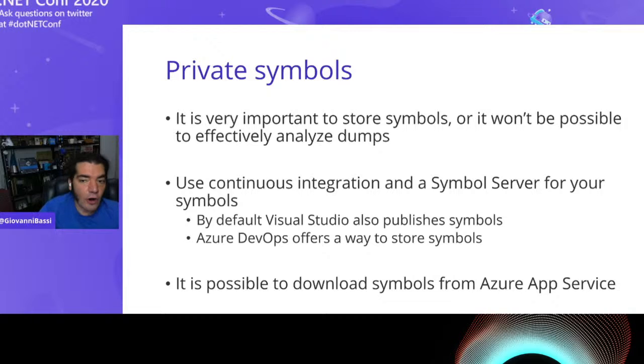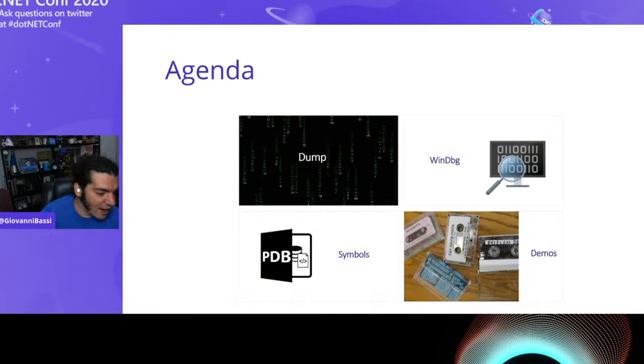It's very important that you store your private symbols, or you won't be very effective when you're analyzing dumps. So if you forget to do it, you might have a little trouble. So use continuous integration and a symbol server for your symbols. That's the best thing you can do. By default, Visual Studio will publish symbols, and Azure DevOps will offer a way to store the symbols. So it's all there already for you. You just have to tweak a little bit, and it's going to be there. It's possible to download symbols from Azure App Service. I already said that. And let's go to the demos.